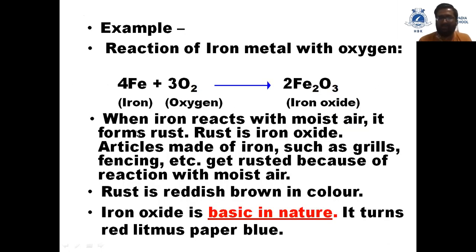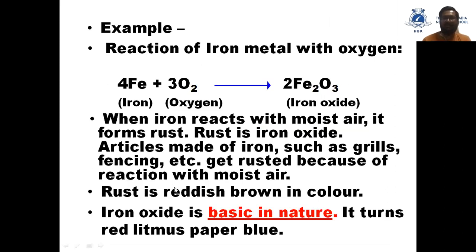Now we will study some examples of reaction of metals with oxygen. The first is the reaction of iron metal with oxygen. When iron reacts with moisture, yes, with oxygen, it forms iron oxide, which is known as rust. Articles made up of iron, such as grills and fencing, get rusted because of reaction with moisture.